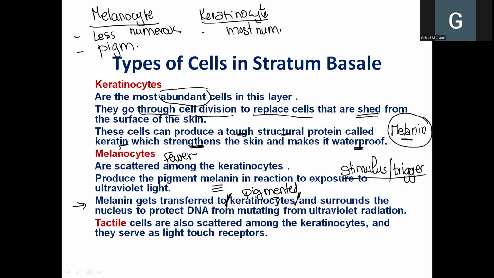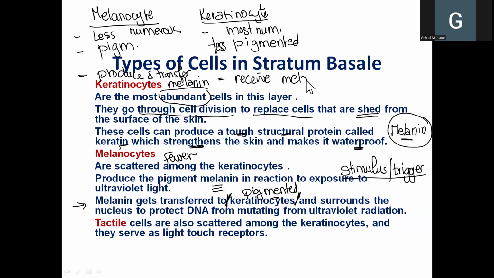The keratinocytes are also pigmented, but of course they are less pigmented than the melanocytes. And the third difference is that the melanocytes produce and transfer the pigment, the melanin, whereas the keratinocytes receive melanin, they do not produce it.